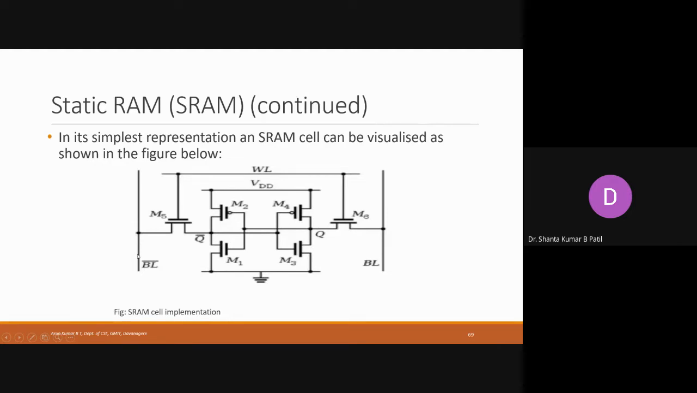So this is the cell of the static RAM. In static RAM, until and unless the power is there, this cell retains the data. Once you remove the power, this cell is going to lose the data which is available in this cell.